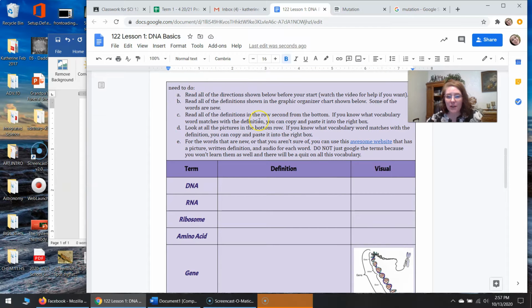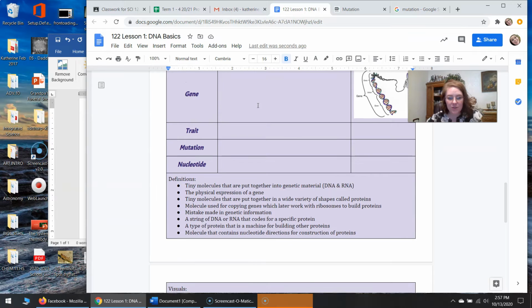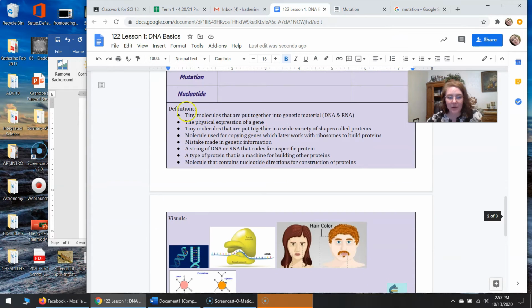Read all of the definitions in the row second from the bottom. If you know what vocabulary word matches with the definition, you can copy and paste it right into the box. Okay, so let's go down to the second from the bottom box. All right, it's right here. I know this is really the bottom one, even though it's on the next page.